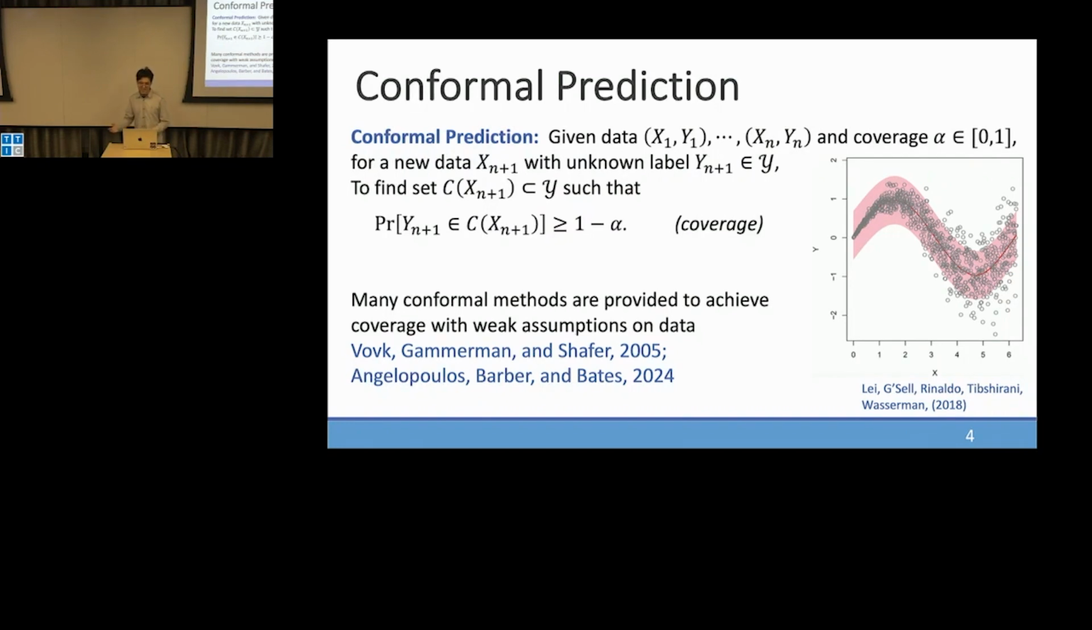During the past years, many conformal methods have been provided in the literature to achieve this coverage with very weak assumptions on the data. They do not even require the data to be IID; they only require the data to be exchangeable, which means you can exchange the order of the data. For more details, I refer to Wolf et al. and Angelopoulos et al., whose books discuss these methods in more detail.